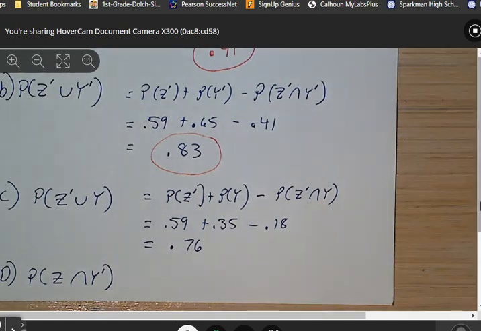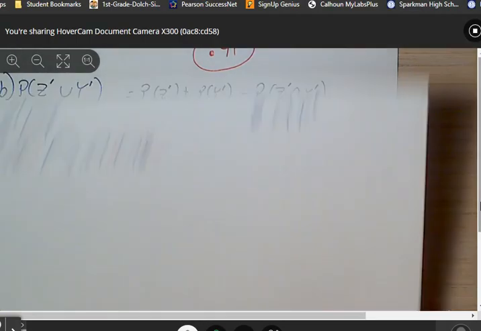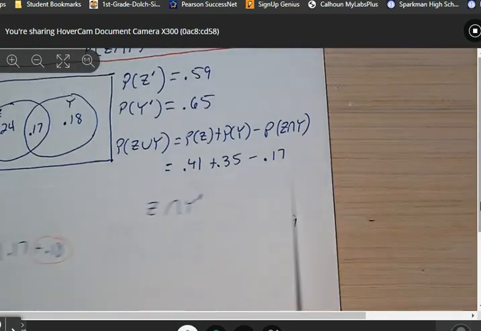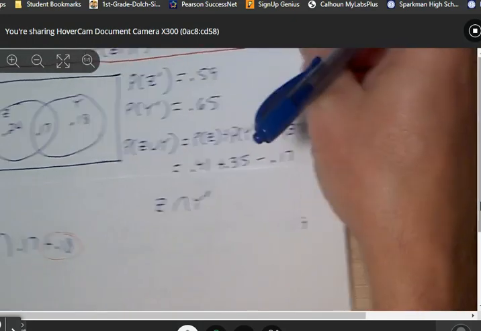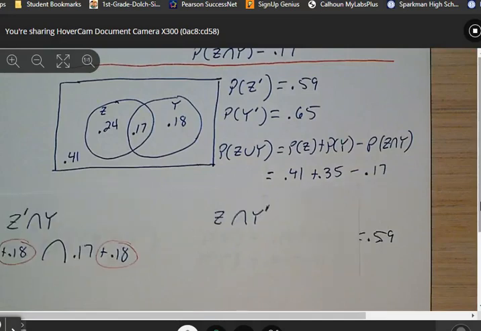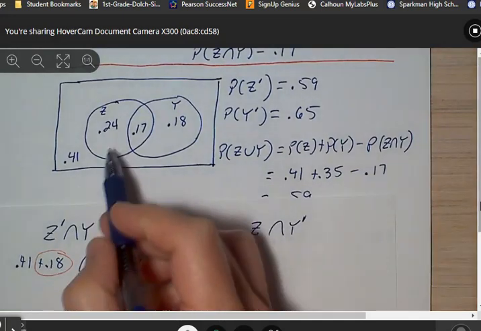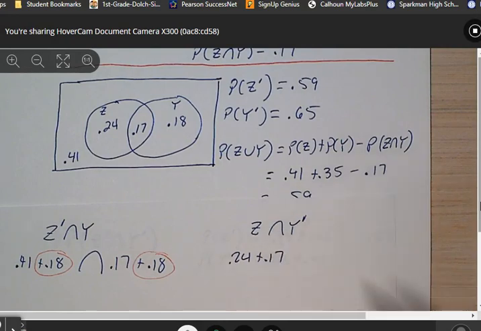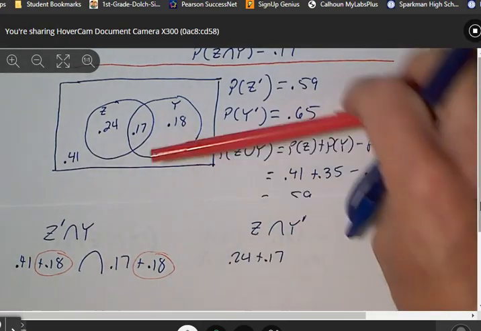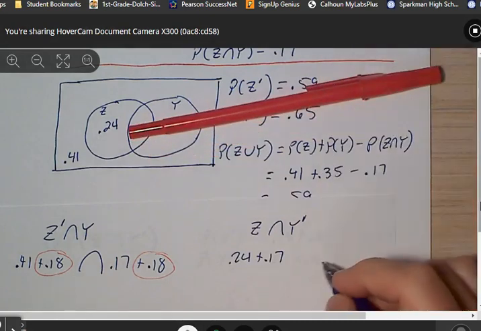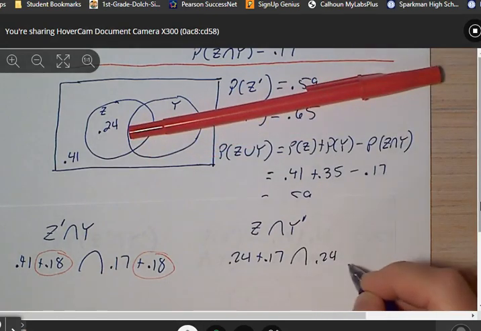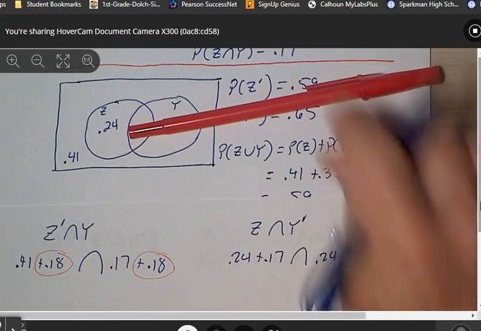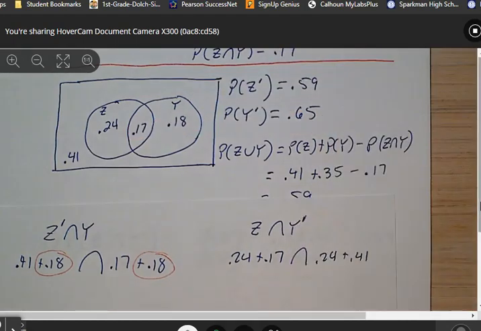All right, so we need the intersection of z and y prime, so we'll do the same thing here. Okay, so we're going back to this one and doing intersection of z and y prime. All right, so z is everything in here, so that's 0.24 and 0.17. Y prime is everything outside of y, 0.24 and 0.41. So what they would have in common would then be the 0.24.